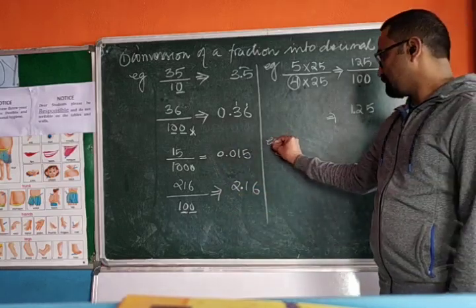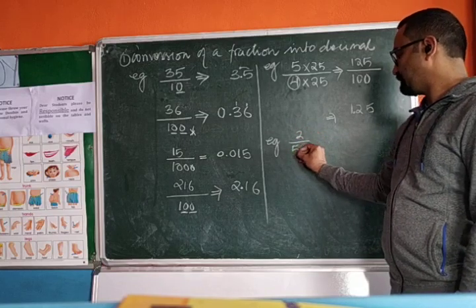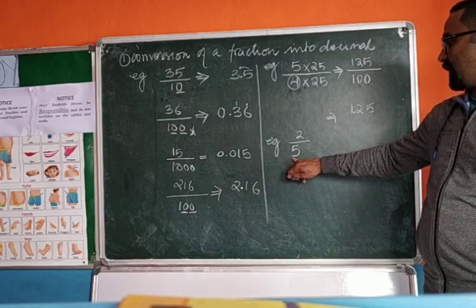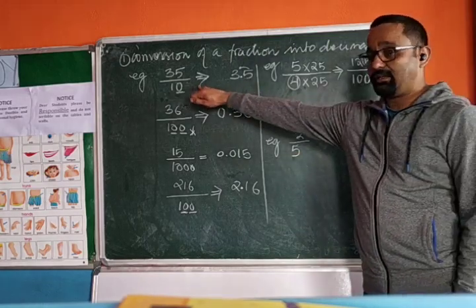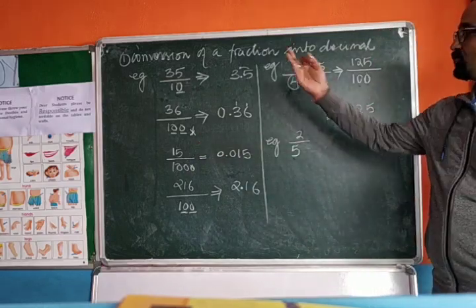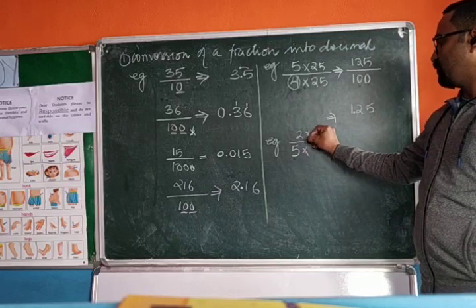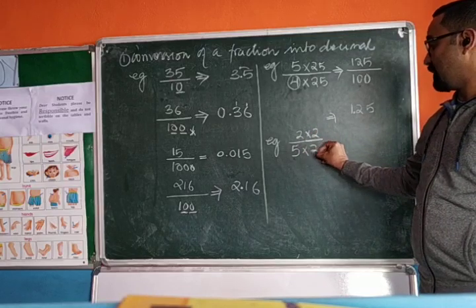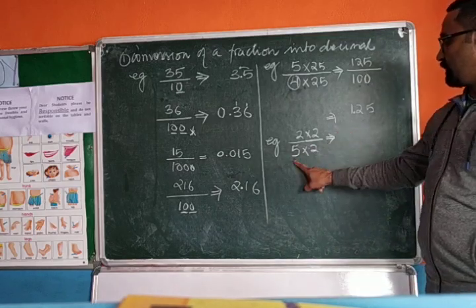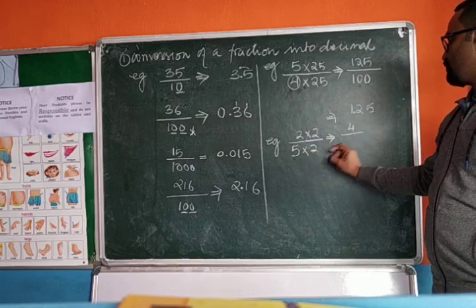Second example. Suppose you have 2 upon 5. With what number can you multiply 5 to make it 10 or 100? The easier one is to convert it to 10. Multiply both numerator and denominator by 2 such that it gets converted to 10. The numerator 4. 5 into 2 is 10.